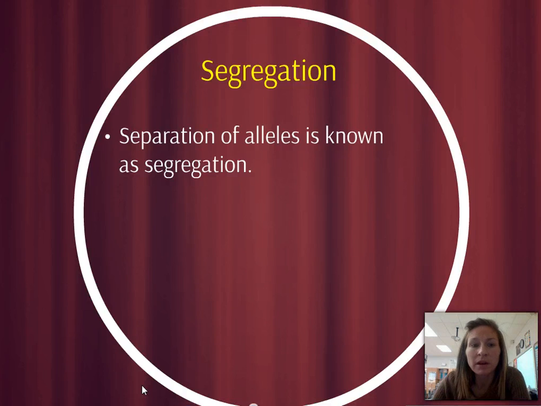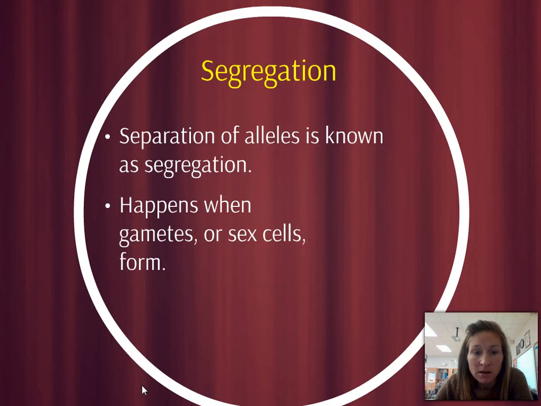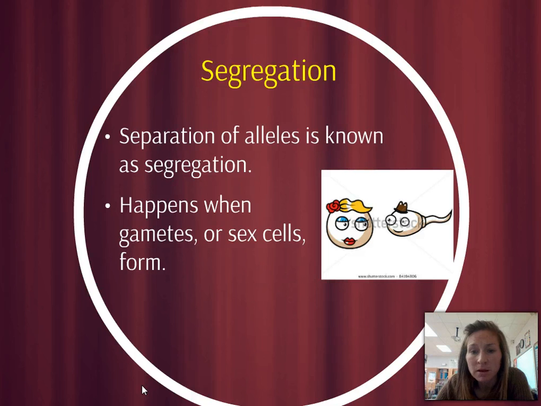So segregation is the separation of these alleles that we're talking about. Segregation is just another way to say separation. This happens when gametes or our sex cells are forming. So females, we carry eggs as our sex cells, and males carry sperm as their sex cells.